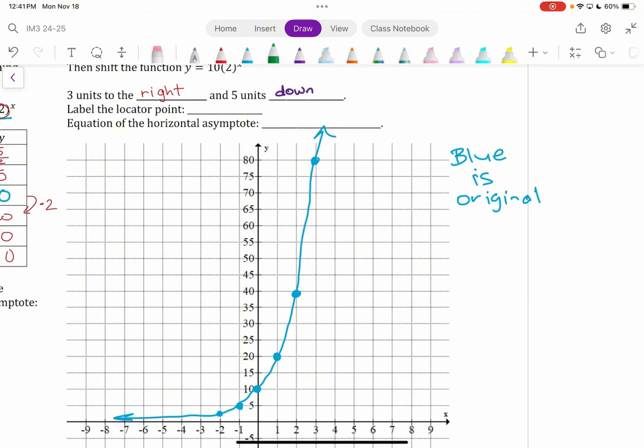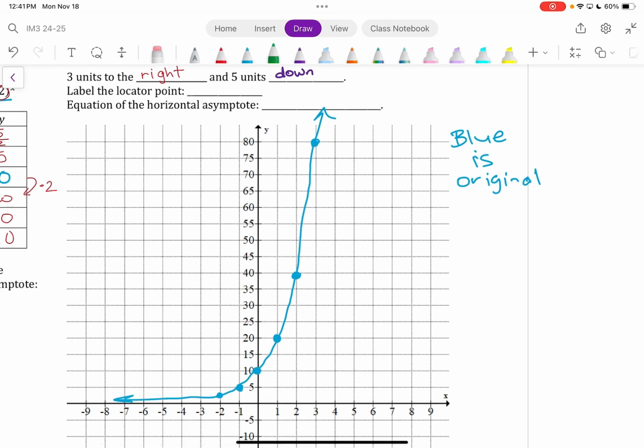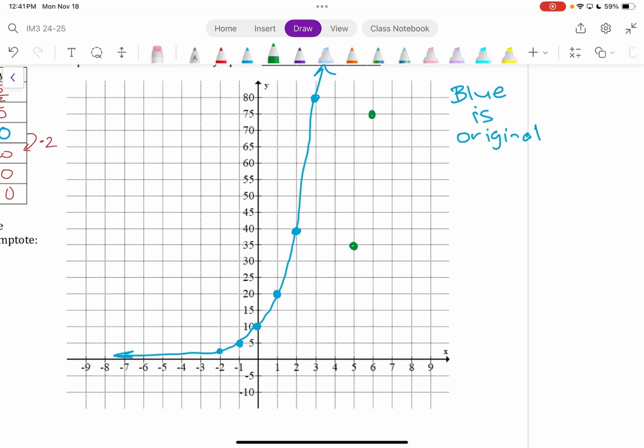So I'm basically going to go every point, and I'm going to shift it 3 units to the right and 5 units down. Ready? I'm going to do it in green. So the point 3, 80, I'm now going to shift that to 6 and 75. The point 2 and 40, I'm going to go 3 units to the right and 5 down. The point 1 and 20, 3 units to the right and 5 down.